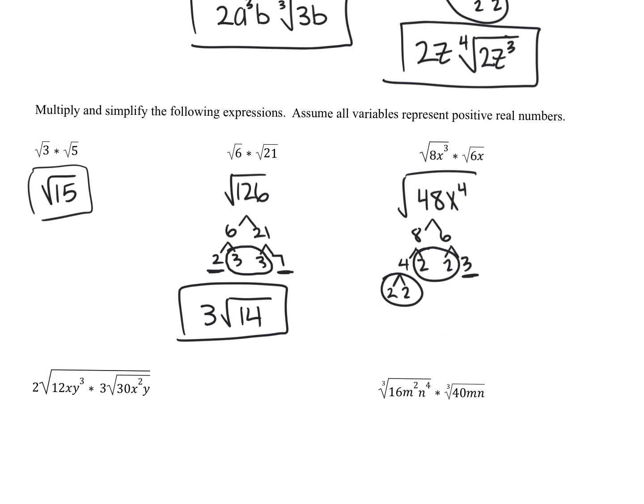Now, x to the 4th. There are 2 groups of 2 in x to the 4th. So we'll have 2 times 2 and then x squared. And underneath the square root, we'll still have our 3. And 2 times 2 is going to give us 4. So we'll have 4 x squared square root 3.